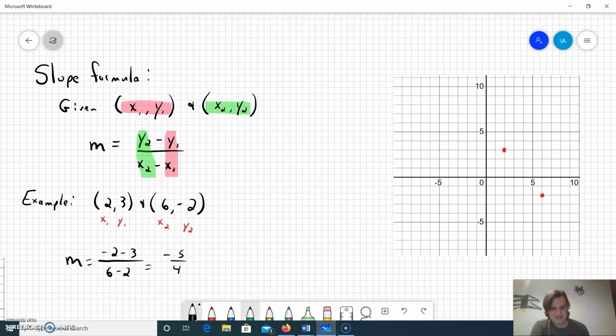And let's come over here and double check that. Let's take our points and go from here. So we're going to go down 1, 2, 3, 4, 5, and over 4. 1, 2, 3, 4. Which gives me a slope of negative 5/4, because from one point to the next I went down 5 and over 4. Okay.